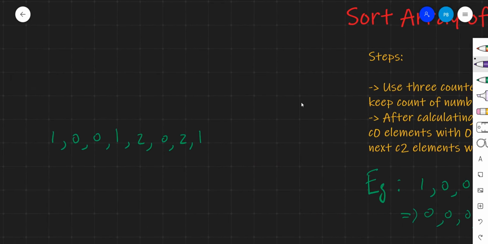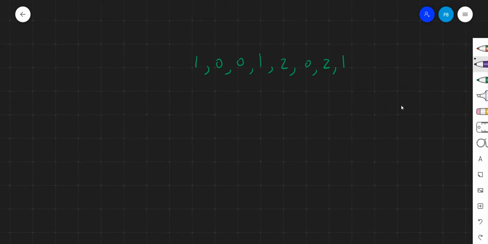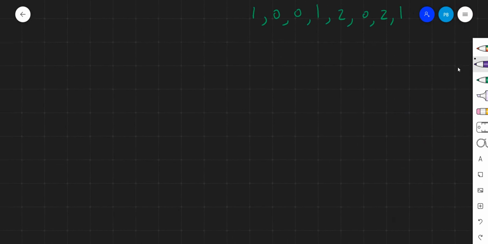So let's do a dry run on our example. So this is the example array. We keep track of three variables, C0, C1 and C2. We start from here. This element is 1, and all of them are initially 0. Now C1 becomes 1 because this is 1.